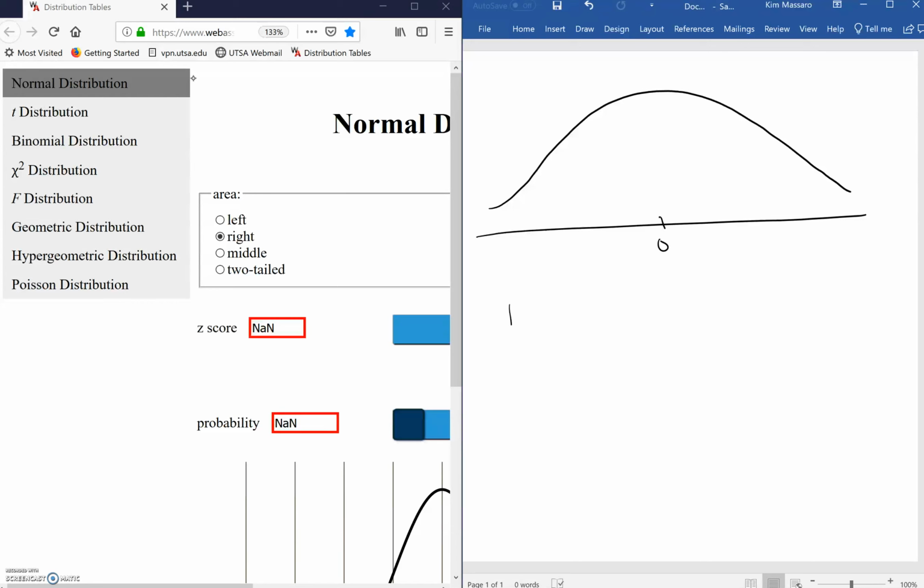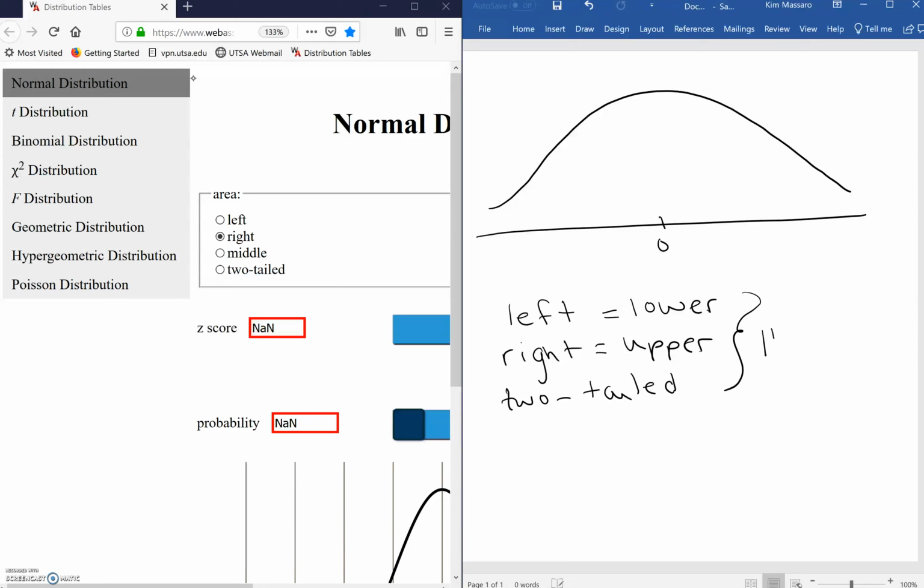The area, according to our p-value, is what we shade according to our rejection region. So if we choose area in the left on WebAssign, that is indicated by a lower-tailed test. If we choose right in WebAssign, that is our upper-tailed test. If we choose two-tailed, it is our two-tailed test of does not equal to. These are all located in our alternative hypothesis in our study.